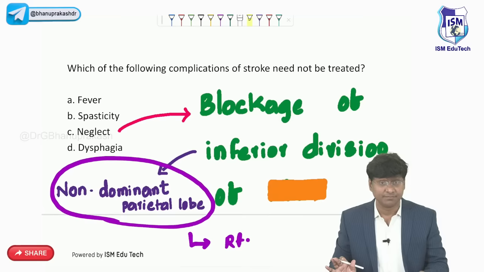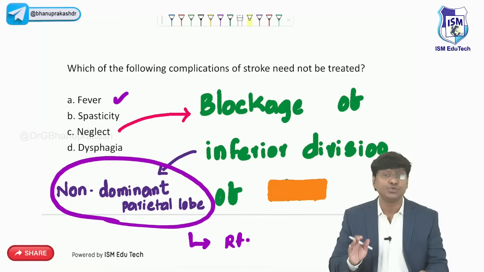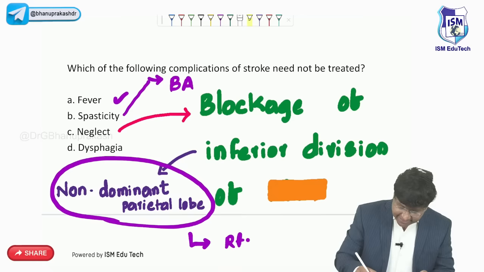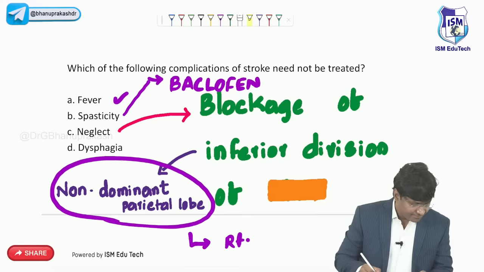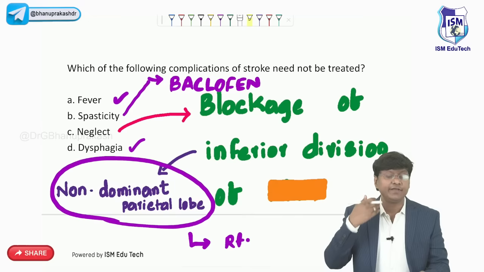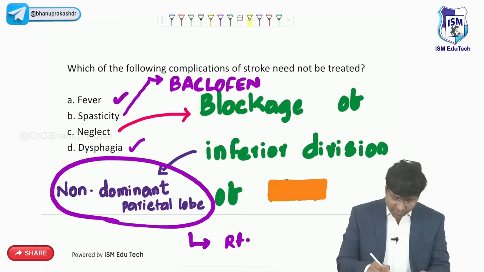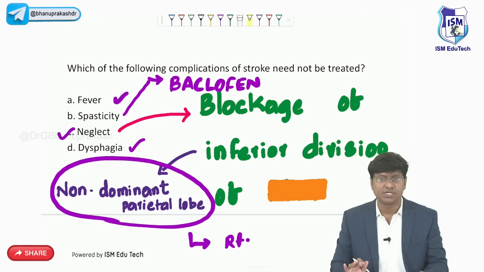Okay? But whereas you take the other options. Presence of fever will further precipitate the underlying manifestations. So you need to treat the fever. And spasticity has to be treated with a skeletal muscle relaxant, and that is baclofen. So baclofen should be given for the spasticity. And dysphagia, yes, you have to treat dysphagia. Why? Because if dysphagia is not treated, the individual can develop aspiration. So the one which does not require an immediate treatment is neglect. That is not a major concern among the options which have been given to you.